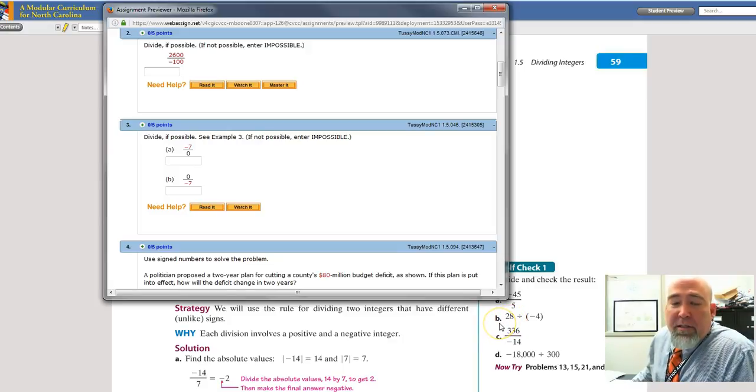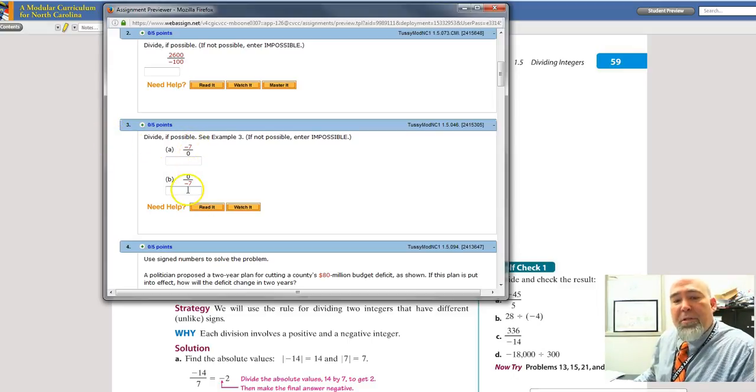Alright guys, so in section 5 we're talking about dividing integers. Before we look at the rules, I want to look at number 3 from the homework, which has dividing by 0 or 0 divided by. When you divide something by 0, that's when it's undefined. We can't take a number and divide it by 0, and I'll show in the supplement why that's true.